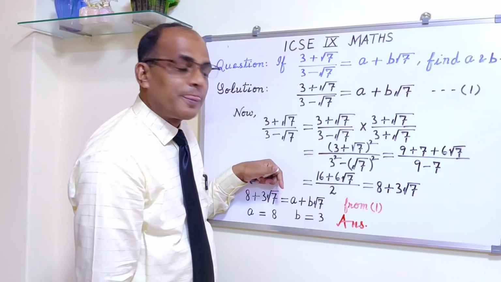This you are getting when you simplify 3 plus root 7 upon 3 minus root 7. When you simplify this, you are getting 8 plus 3 root 7. Fine. This is the left hand side, and the right hand side is this.